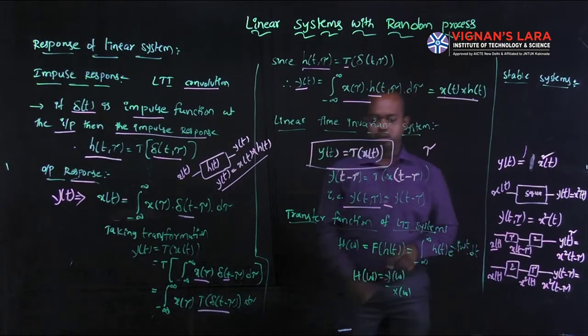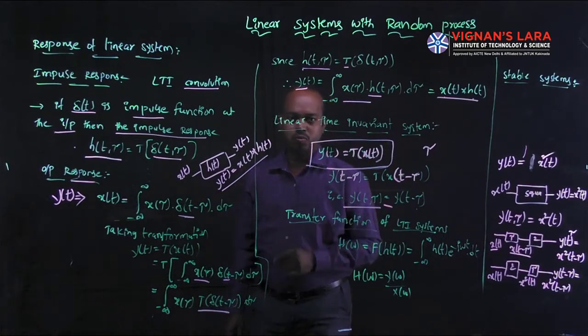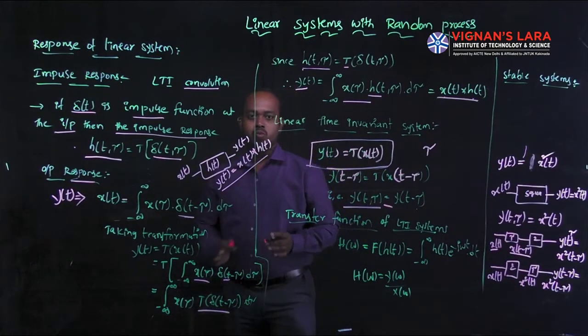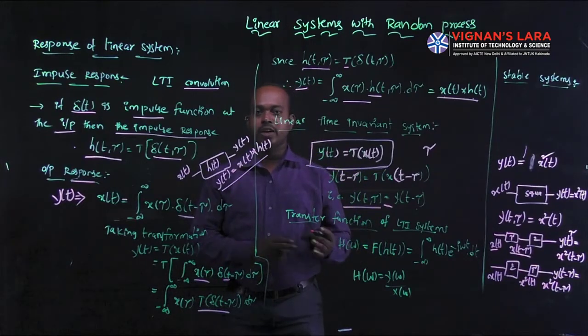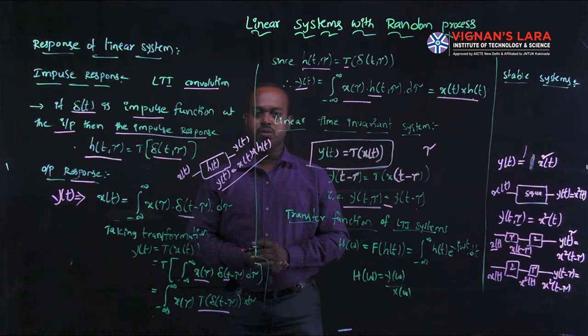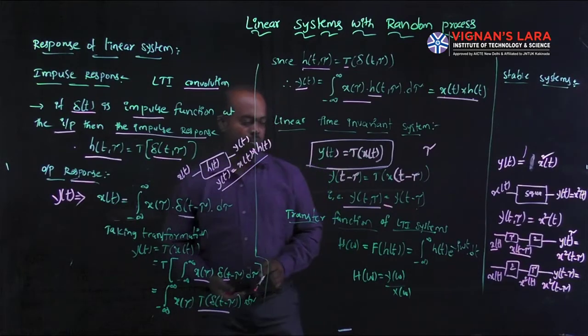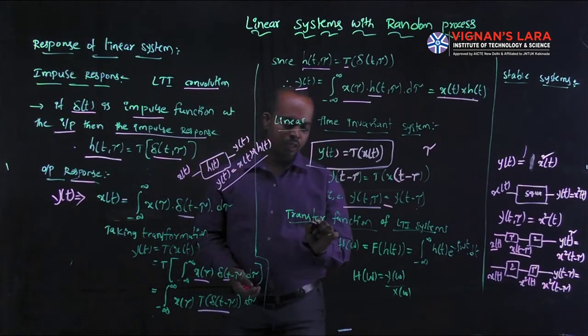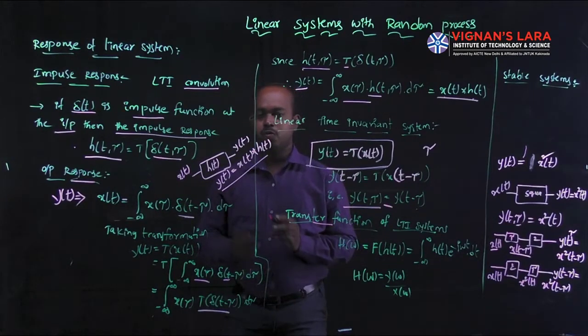Coming to the next topic. The next topic is the transfer function of an LTI system. The transfer function of an LTI system is found using the Fourier transform. The transfer function of an LTI system is defined as the Fourier transform of the LTI system's impulse response.